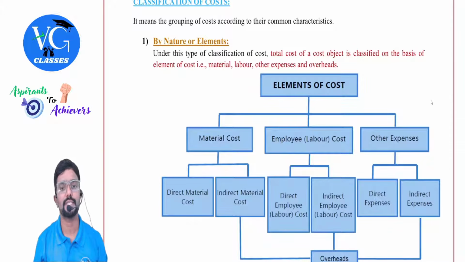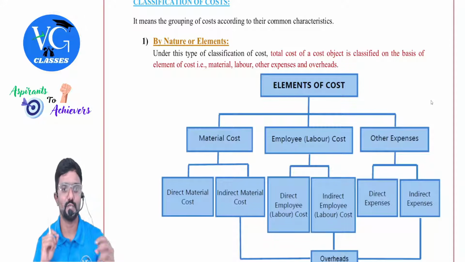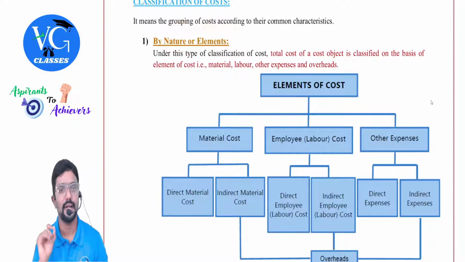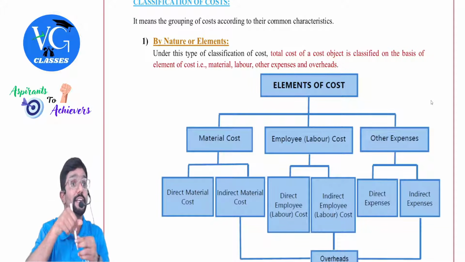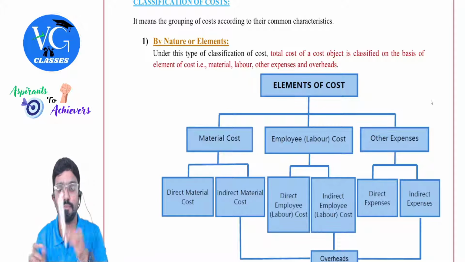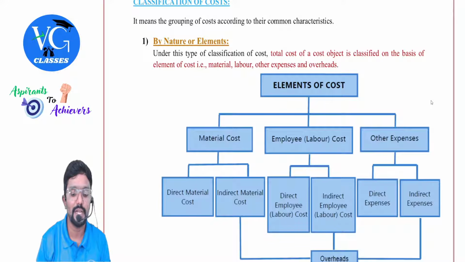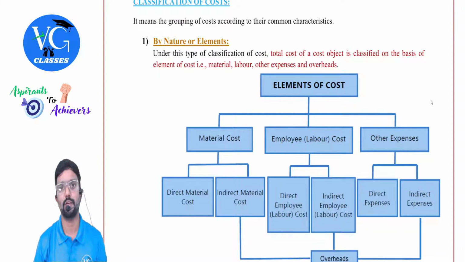It means grouping of costs according to their common characteristics. Yes, sir. First one: nature of elements. Under this type of classification of cost, the total cost of a cost object, which we already understood, for which we are determining the cost separately, for example a pen, is classified on the basis of elements of cost. What are the elements of cost? Material, labor, and overheads. Even other expenses may be there, but not always. If there are any, we will take care of them.